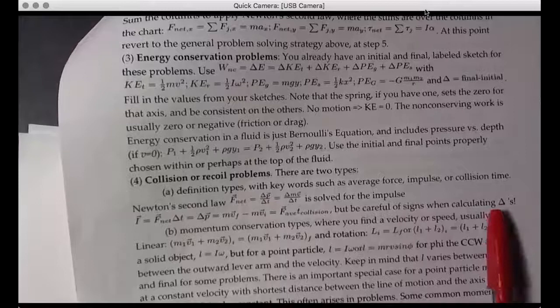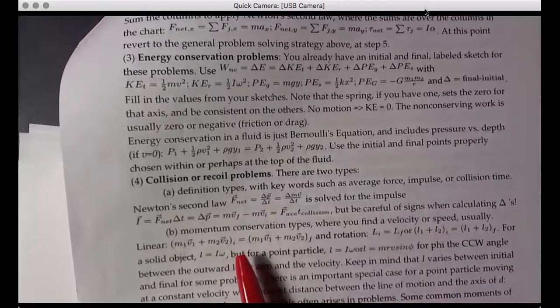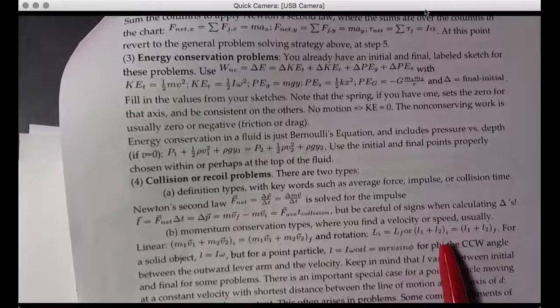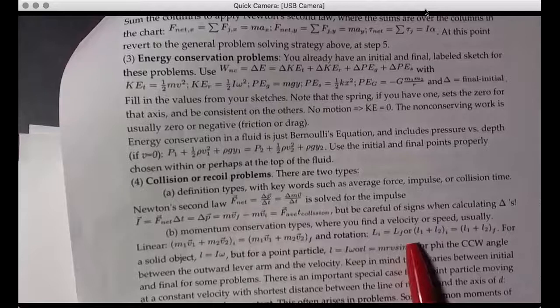Momentum conservation, you have two objects. You have this for linear in both X and in Y. And you have this for final, where these are the angular momentums, which are normally I omega, occasionally MRV sine phi for a point object, but normally I omegas.